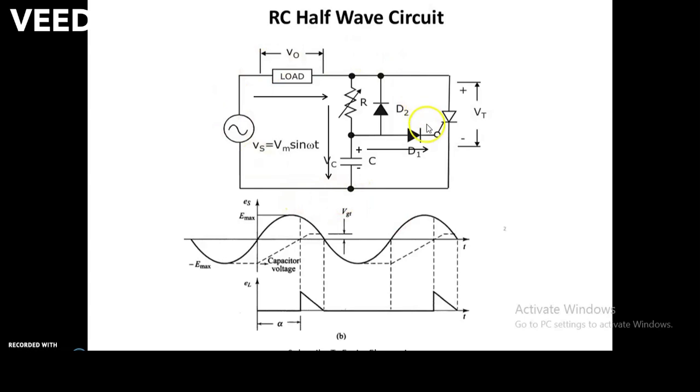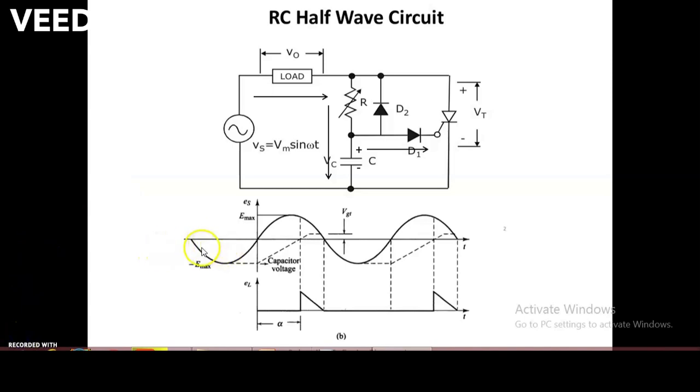But disadvantage of this triggering method is what? Triggering is possible only in positive half cycle. In negative half cycle, what happens? In negative half cycle, the SCR is in reverse biased condition. That's why only in positive half cycle we are getting supply at load. Now to overcome this disadvantage, we have used RC full wave circuit.